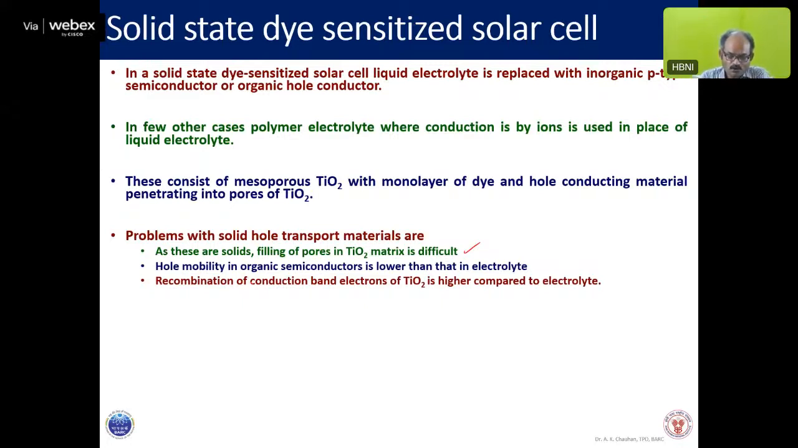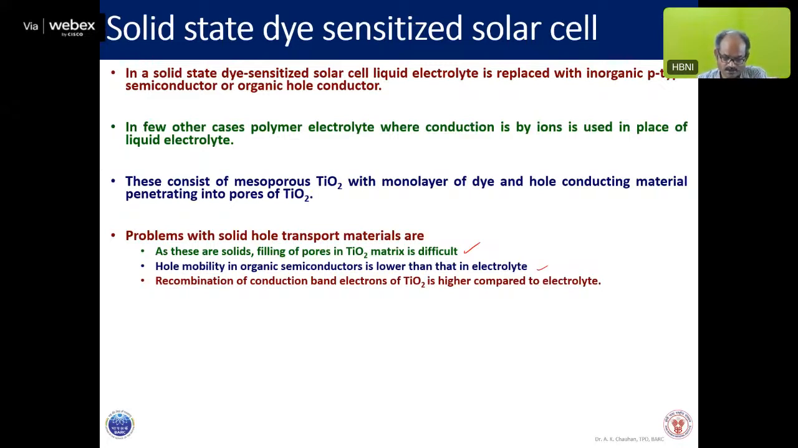And then the hole mobility in an inorganic semiconductor is lower than that of the electrolyte. That is another problem. If you are having a solid organic semiconductor also, we have seen in the first few slides that organic semiconductors have very low mobility as compared to inorganic ones. So the conductivity is going to be low.